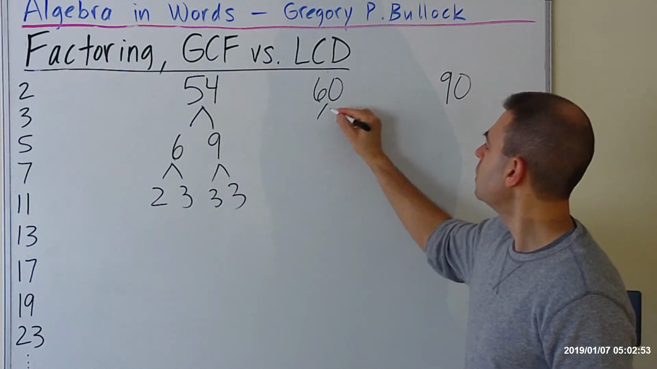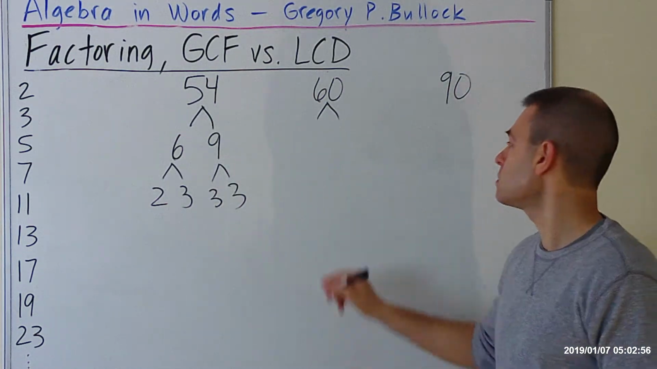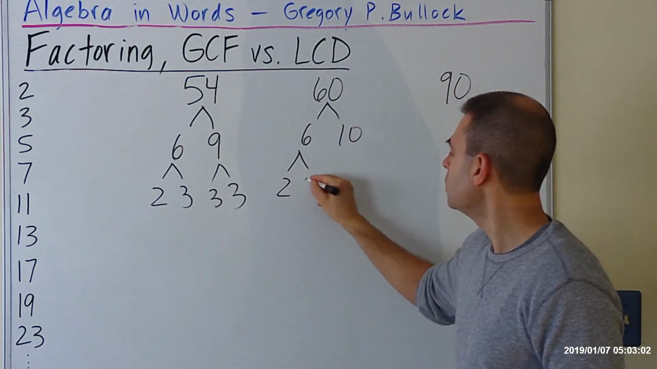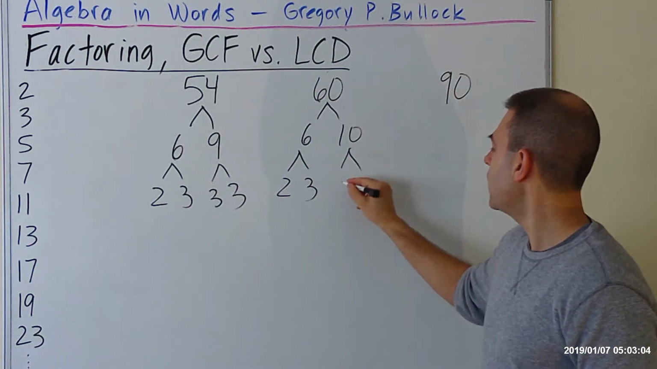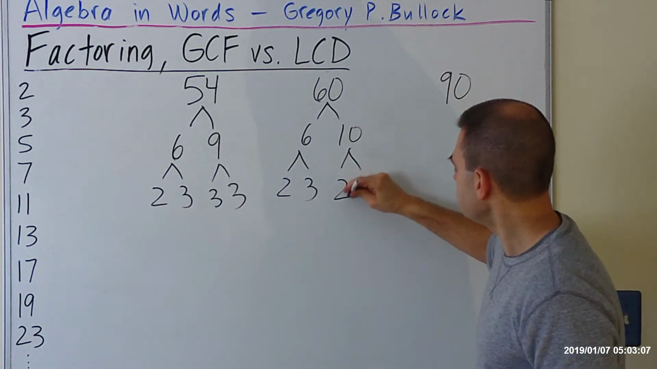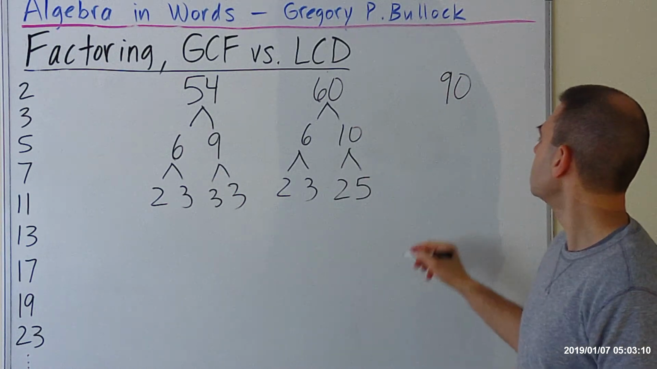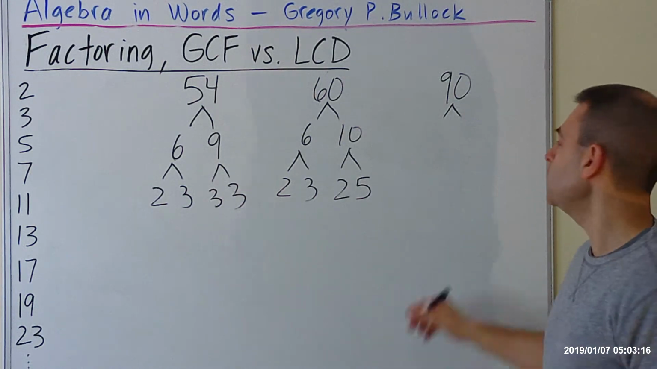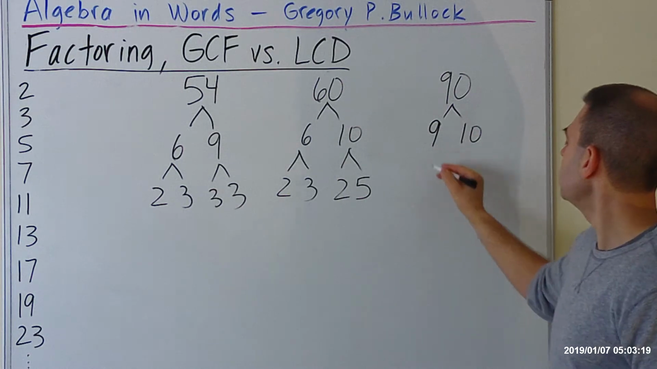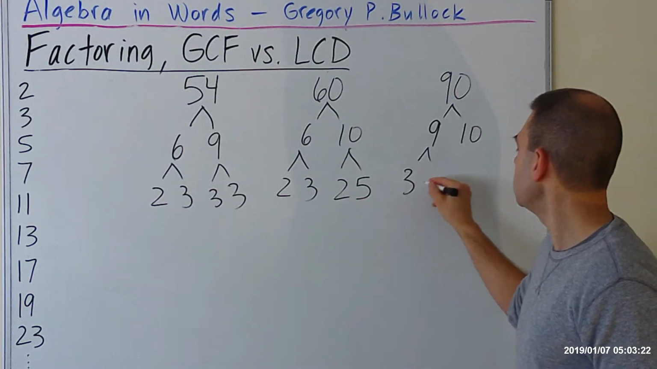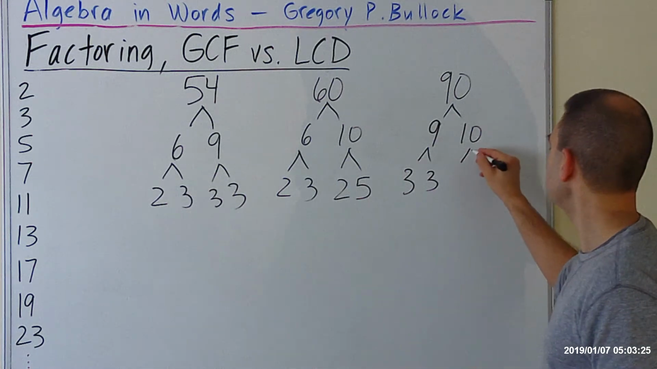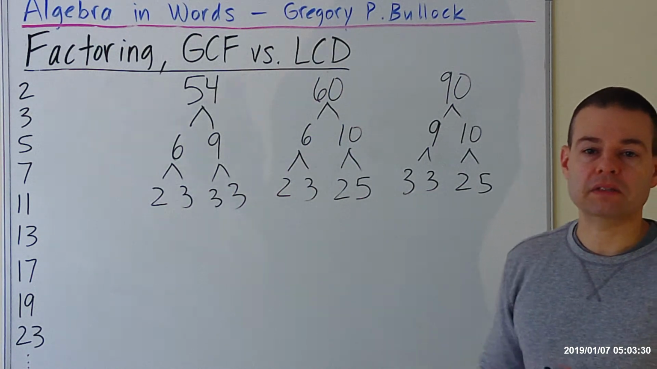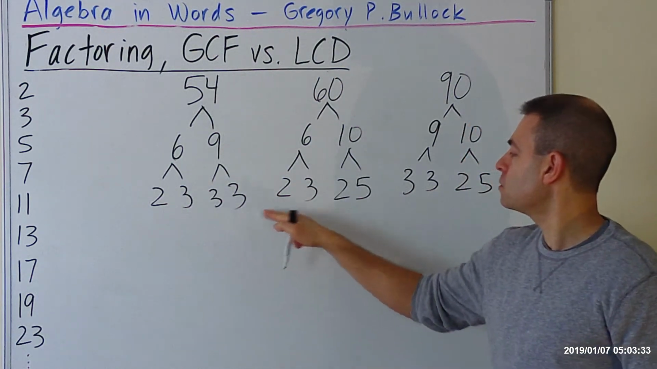Let's go to 60. We could split up 60 as 6 and 10, and split up the 6 as 2 and 3, and the 10 as 2 and 5. And then let's look at the 90. We could split the 90 into 9 and 10, and the 9 into 3 and 3, and the 10 into 2 and 5. So now these numbers are all prime factorized with their prime factors below.